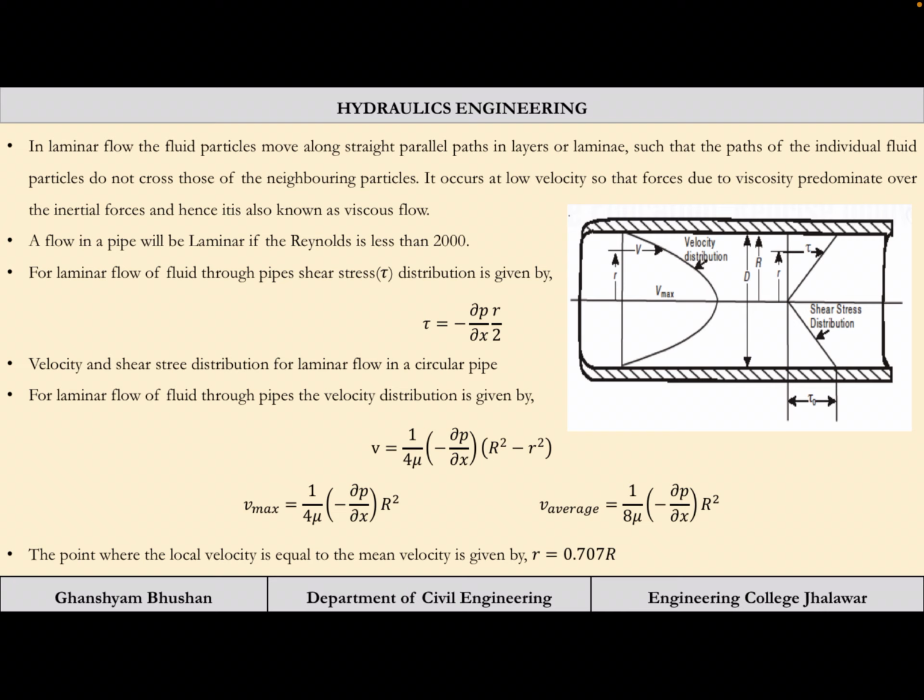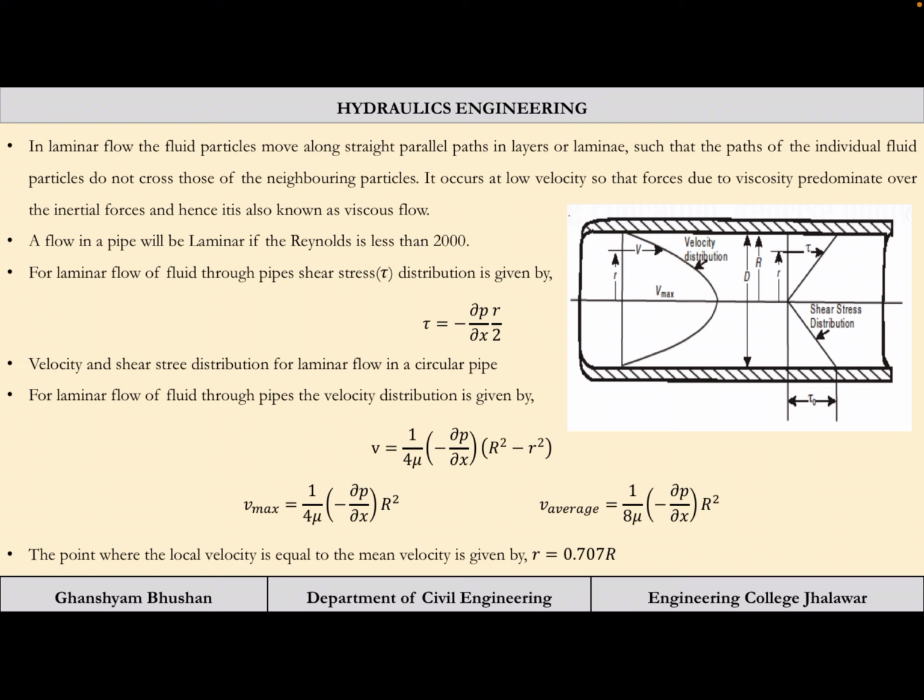In laminar flow, the paths of the individual particles do not cross those of neighboring particles. It occurs at low velocity, so that forces due to viscosity predominate over the inertial forces, and hence it is also known as viscous flow.